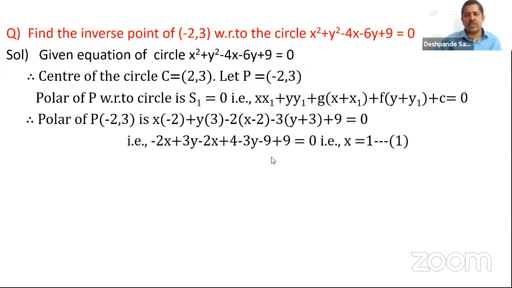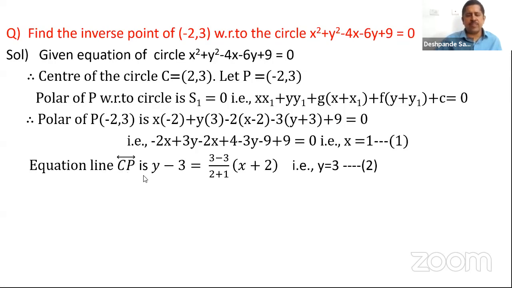So simplify this. You get minus 2x plus 3y minus 2x plus 4 minus 3y minus 9 plus 9. So minus 9 plus 9 cancel off. Here minus 2x plus 2x cancel off. You got 3y minus 3y. So you get the equation as x is equal to 1. X is equal to 1 as the equation of the polar. So just recheck this, you get the answer as x is equal to 1.